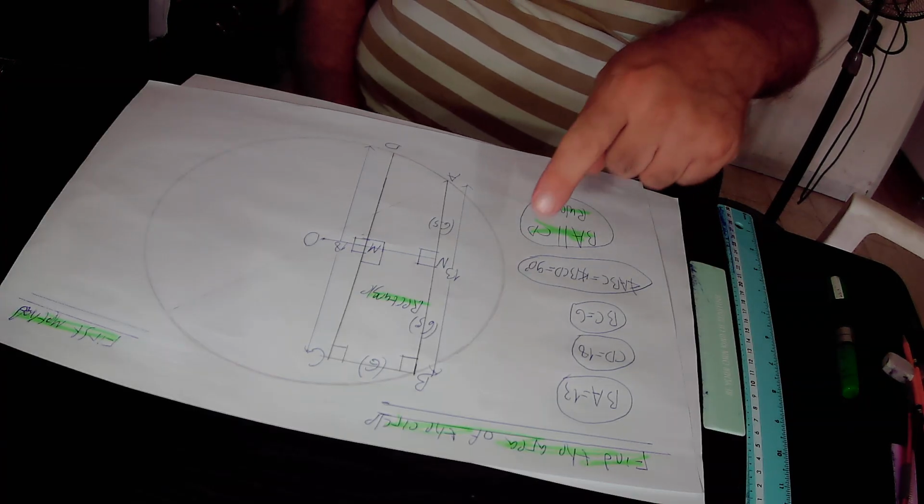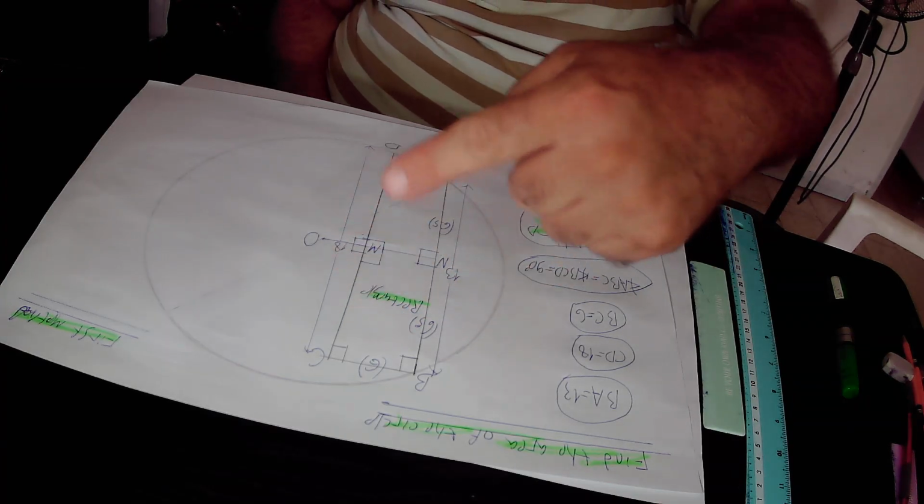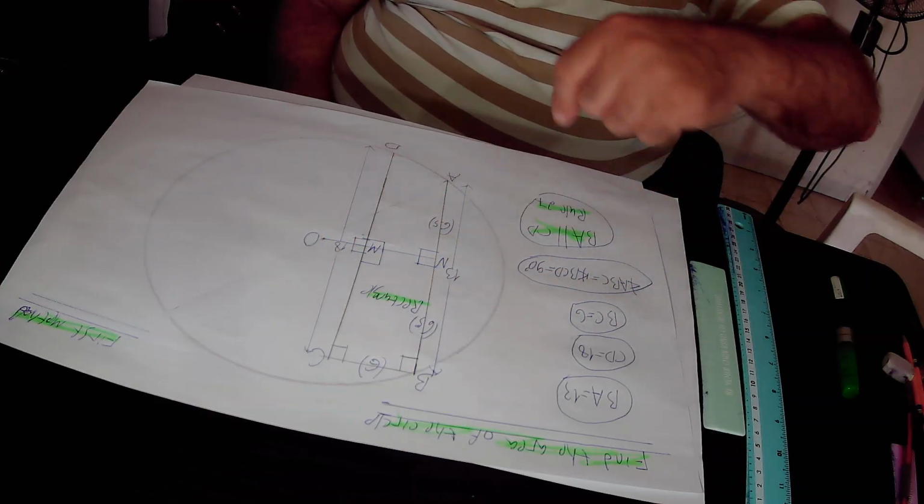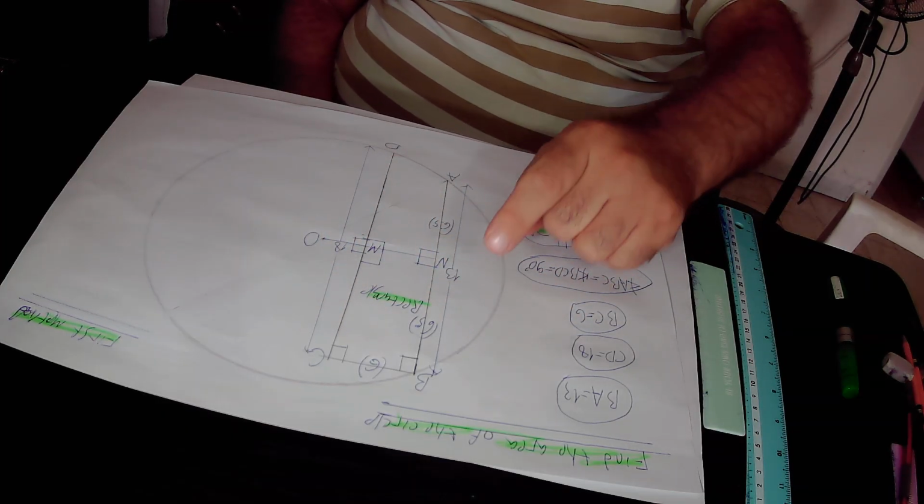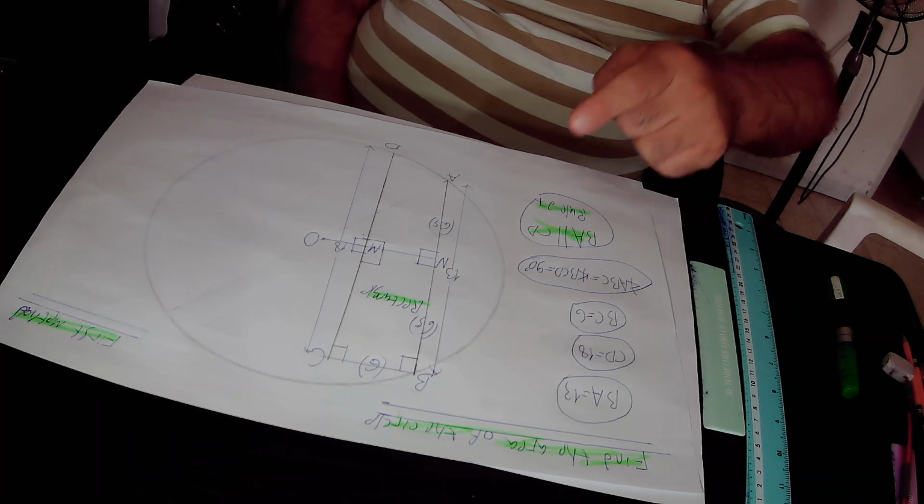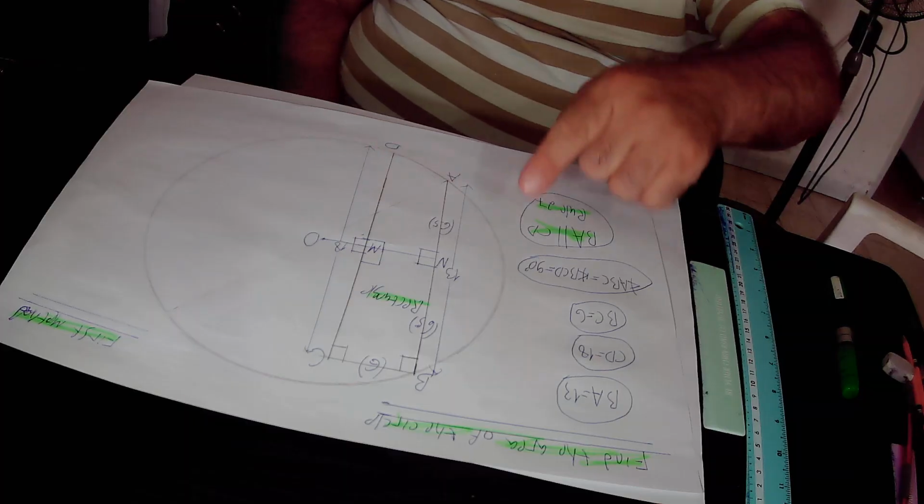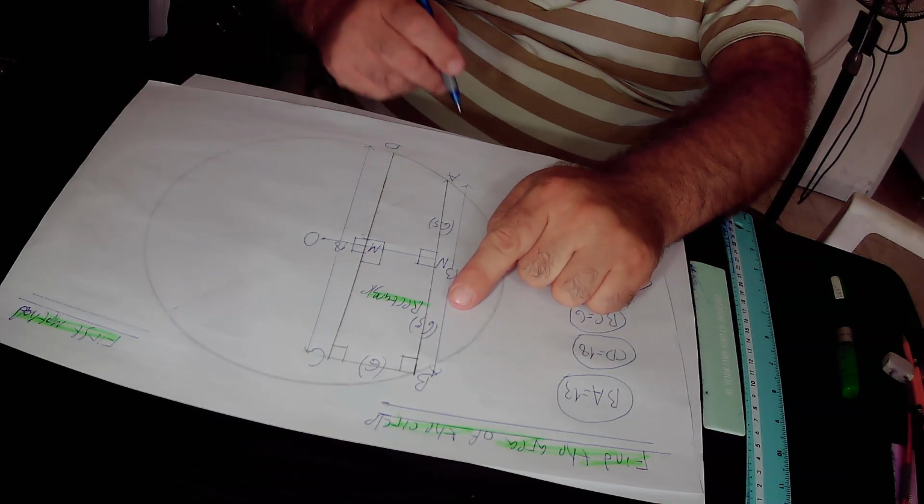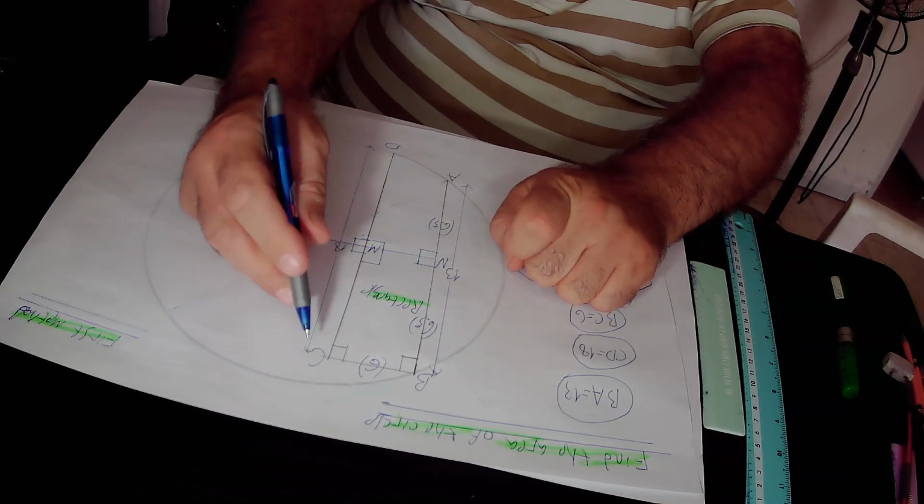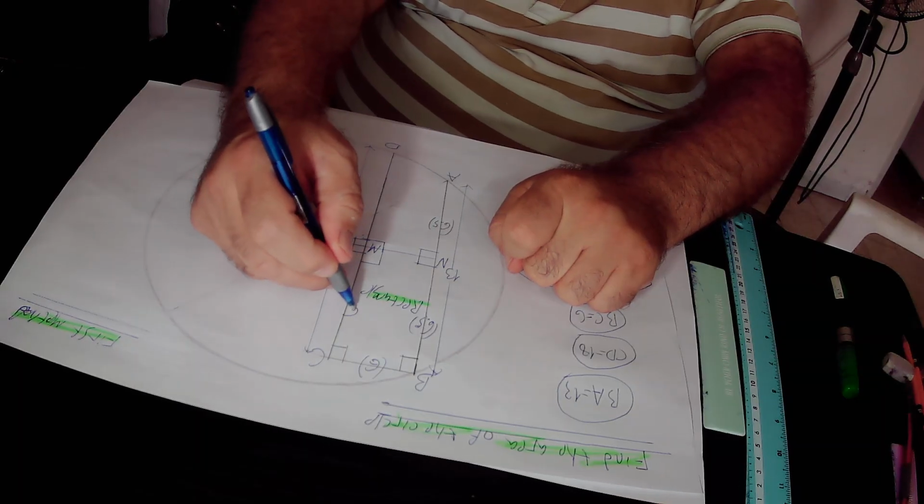So in rectangle BCMN, the opposite sides are equal to each other. So side BN is equal to the opposite side CM, but BN is 6.5. Therefore, the opposite side CM must also be equal to 6.5 units in its length.